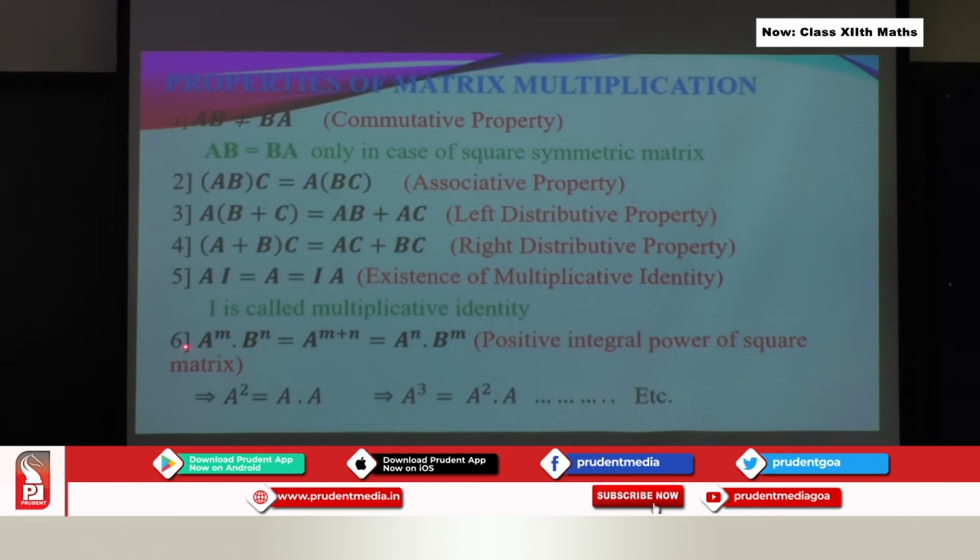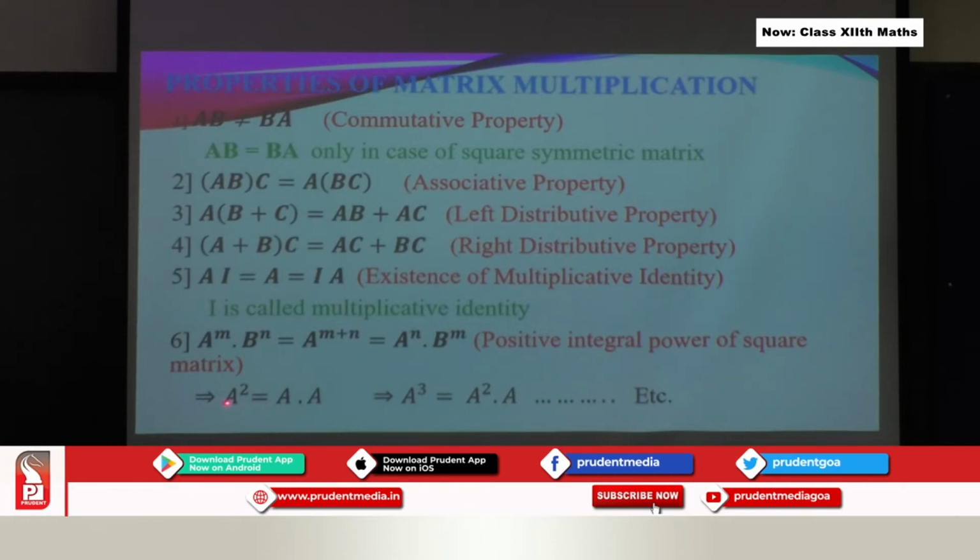Okay, now over here this sixth one. Here I am talking about A raised to m into B raised to n. If you have this kind of matrix with power m and n, what can you write? You can write it as A raised to m plus n. This is one of the laws of exponent. Similarly, you can write it as A raised to n into B raised to m. What do you call it? You call it the positive integral power of a square matrix.